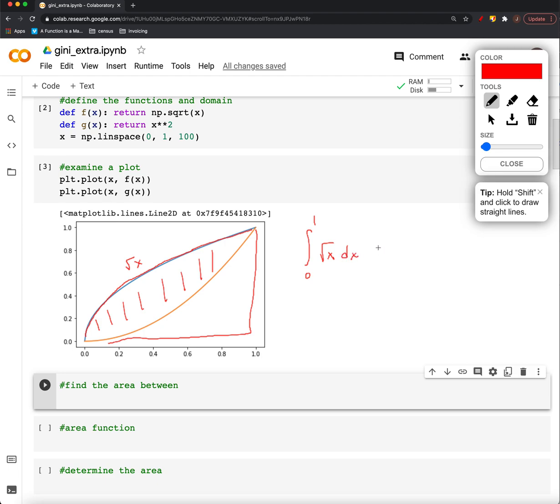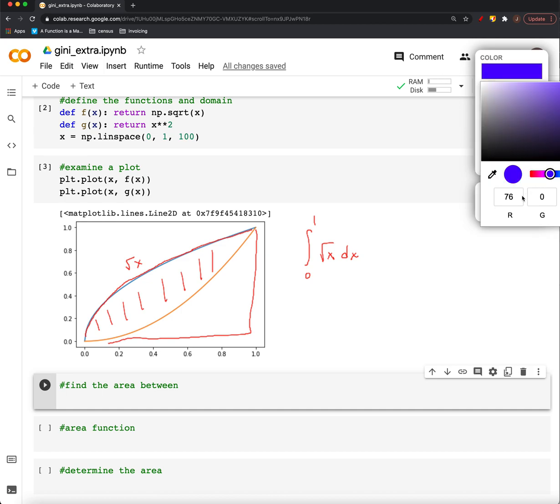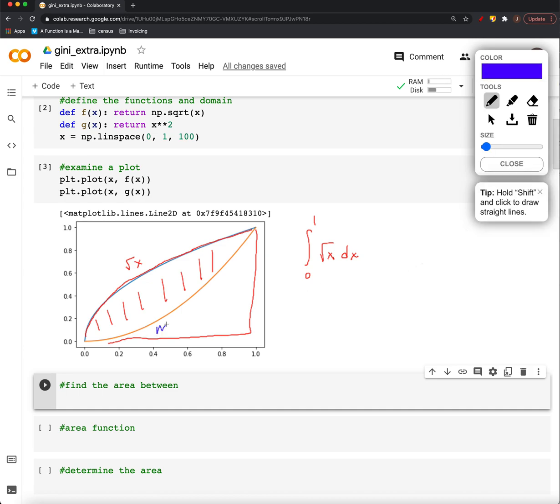And we wrote that as the definite integral from 0 to 1, square root of x with respect to x. That will give us this full area, and then what we can do is we can subtract the lower area underneath x squared from that, and all we'll be left with is this area in between. And in fact we can just write this as one big integral, top minus bottom.